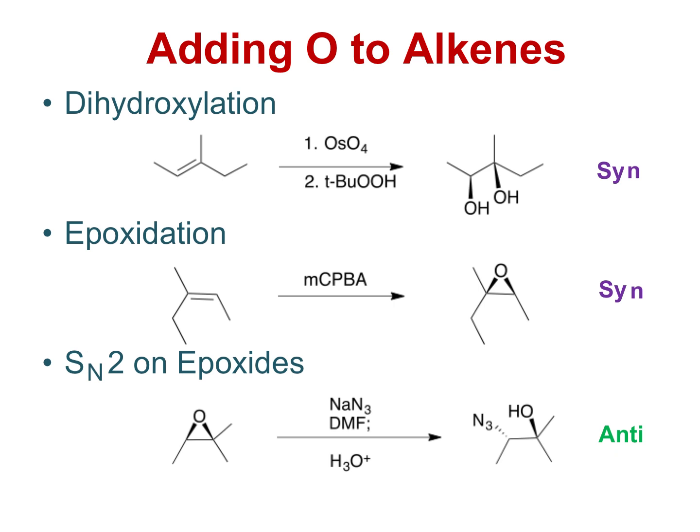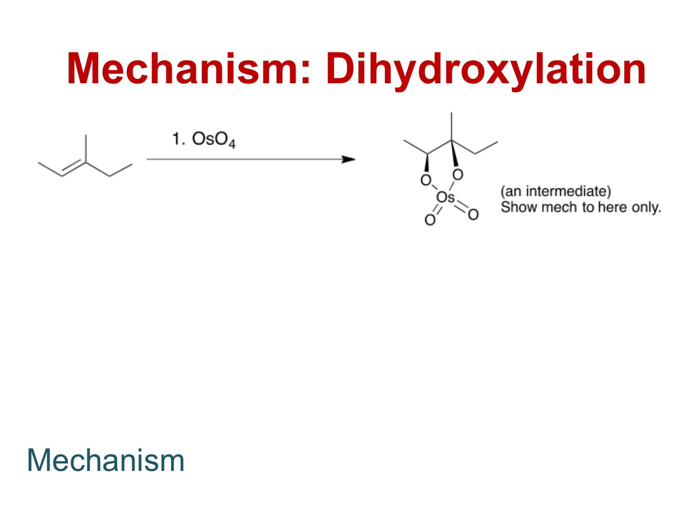Let's get into the mechanistic details for why this stereochemistry occurs. For the first reaction, we're only going to do a partial mechanism. So as you can see, we're going from the double bond to where we add the osmium tetroxide to get the oxygens attached, but then we're going to stop at that intermediate. So for the mechanism, you only need to show it from the beginning to that step.